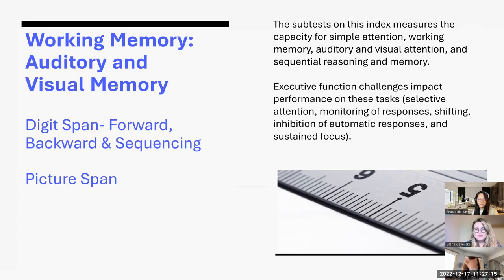DigitSpan Forward isn't necessarily a memory task; it's more of an attention task. It's being able to inhibit any other kind of interference and being able to focus, or selectively attend, on the information that's being provided auditorily. The child is warned that the information is not going to be repeated. It's almost like a cognitive cue for them: okay, now you've got to pay attention.